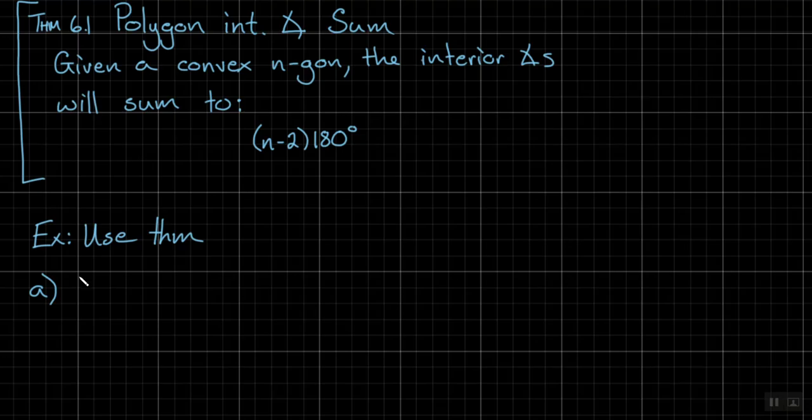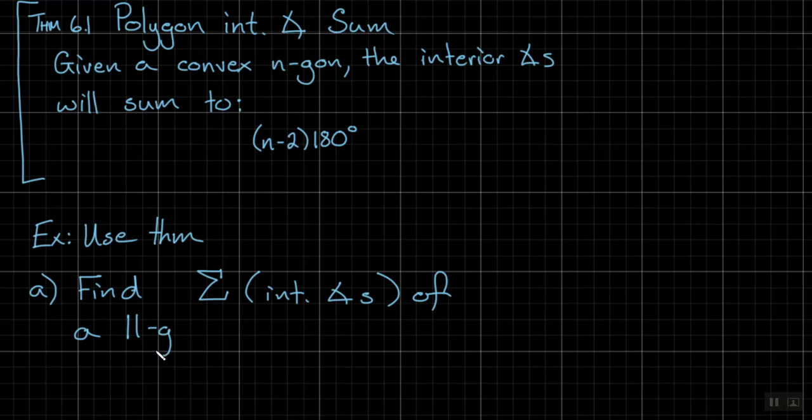On A, I want us to find the sum of interior angles of, THM is my shorthand for theorem. Find the sum of the interior angles of, let's say it's an 11-gon. A hendecagon is what we're after here. Now, I don't know why you would need to do this for an 11-gon in particular, but the next little follow-up, we'll see some nice places where it might make sense to do.